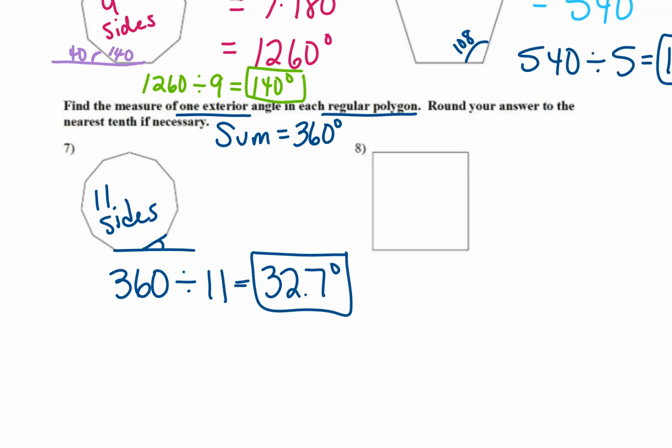And then the last one, what shape is that? It's a square. And so we know since the inside is 90 degrees, the outside is 90 degrees. I wouldn't expect you to have to show work on one like that.